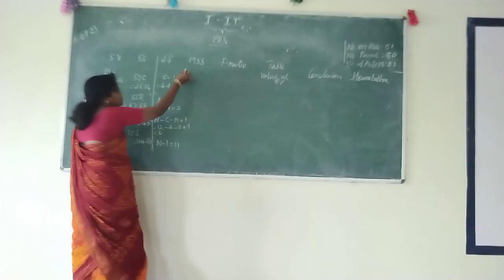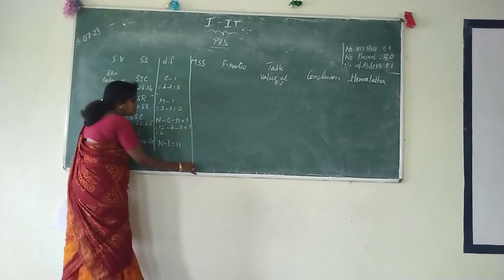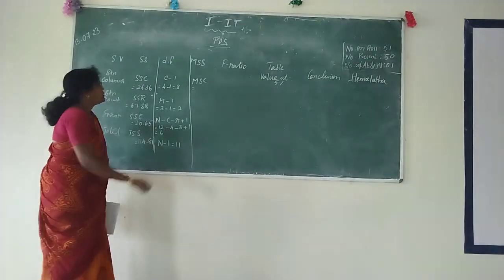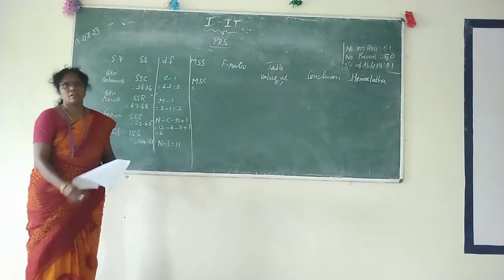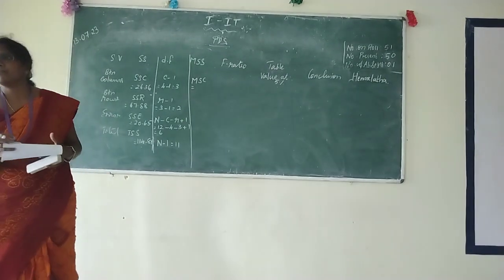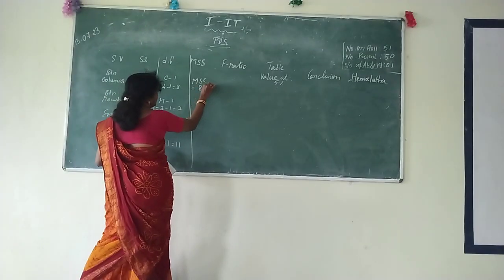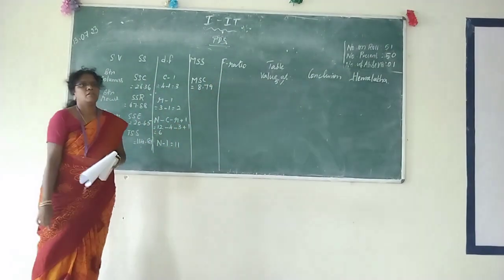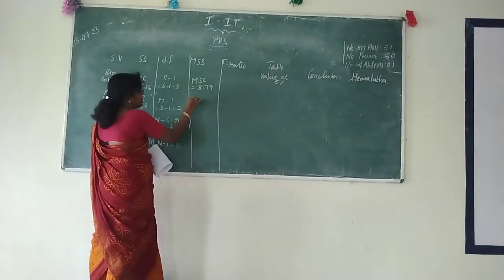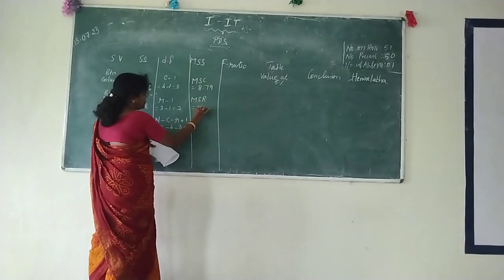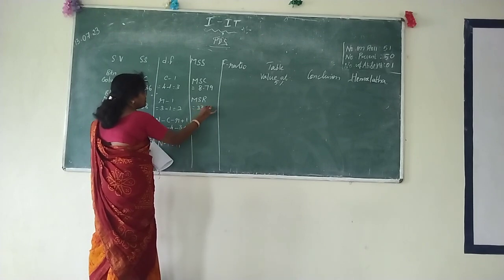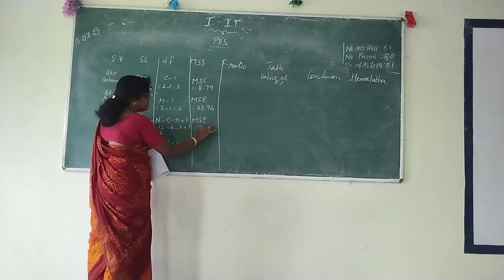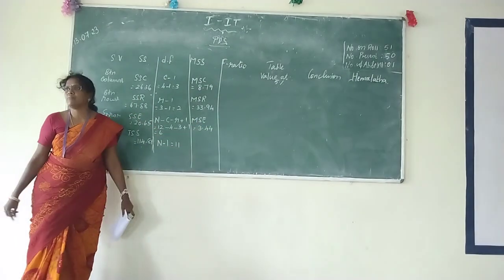Okay. Now write the mean value. MSC. Tell me what is the answer. SSC divided by C minus 1. 8.79. Find MSR. 33.94. Find MSE. 3.44.